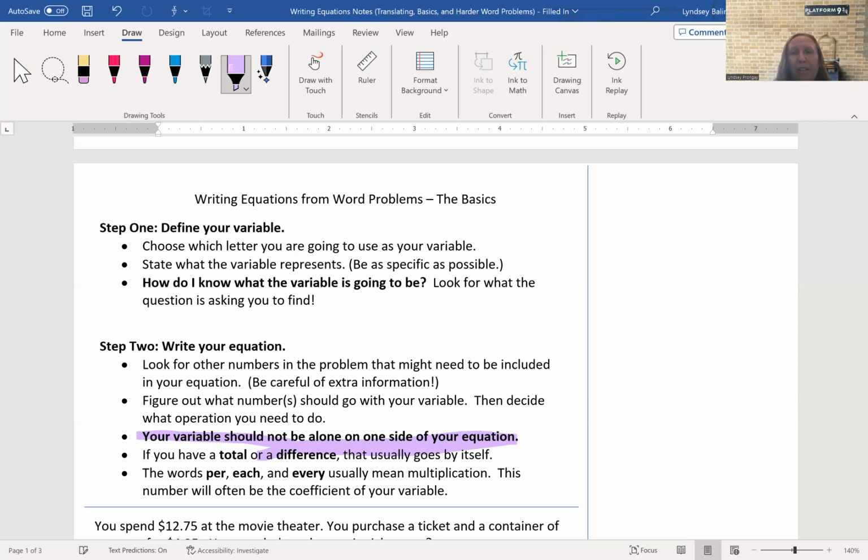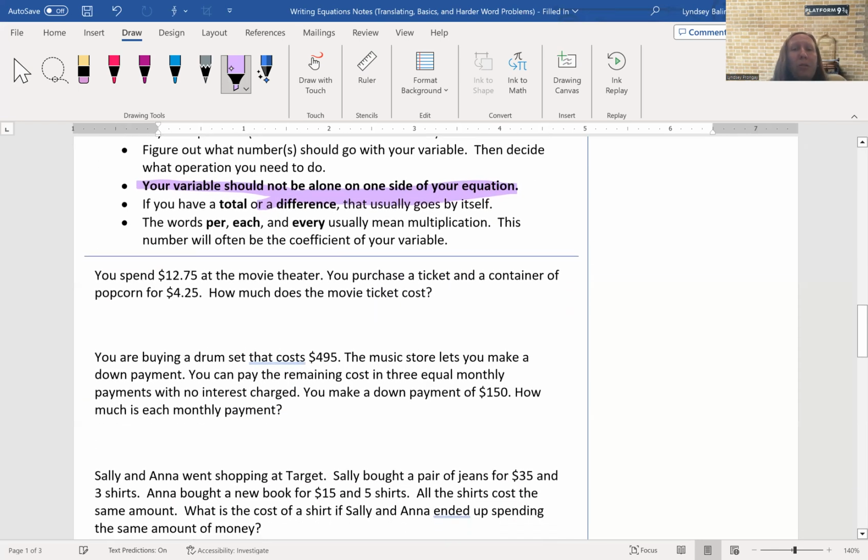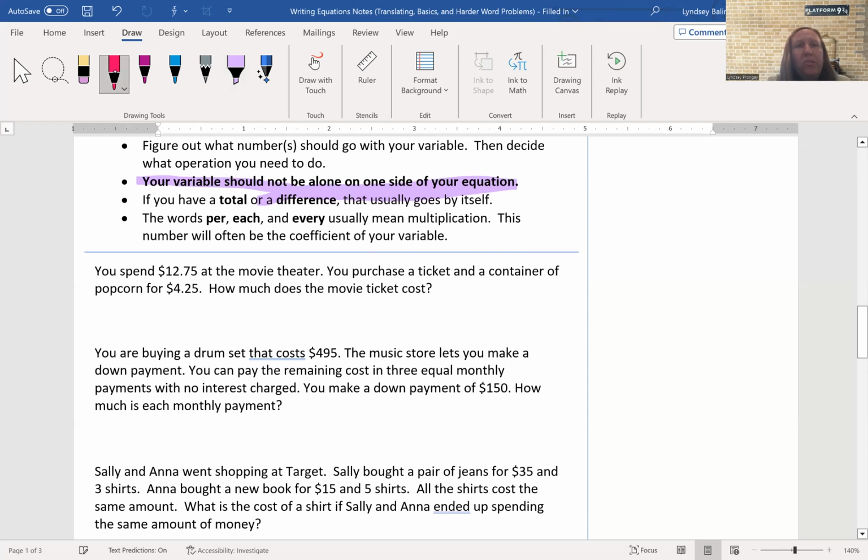So that being said, let's look at a couple questions. For each of these, we're going to read the question real quick. We're going to define our variable, so choose our variable and say what it's going to represent. And then we're going to set up the equation. We're not solving anything here.